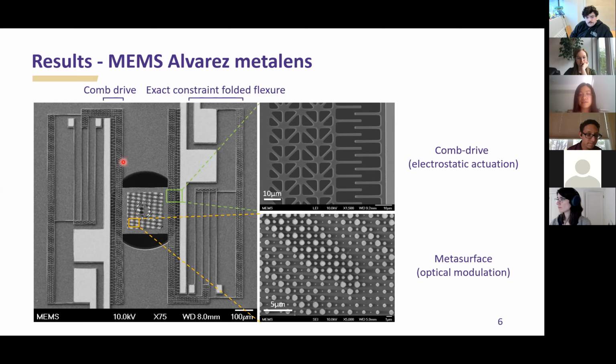And we have comb drives on the side. This is zooming in, and you can see the metal surface pillars, like the quasi-periodic arrays on the metal surface to introduce different phase profiles. And note that we have comb drives on both left and right. That means depending on which side we apply the voltage, you can pull the structure to the left or to the right.